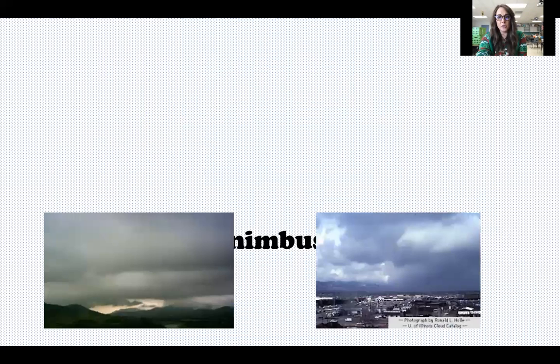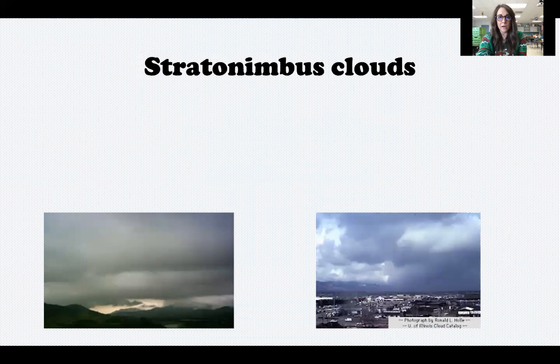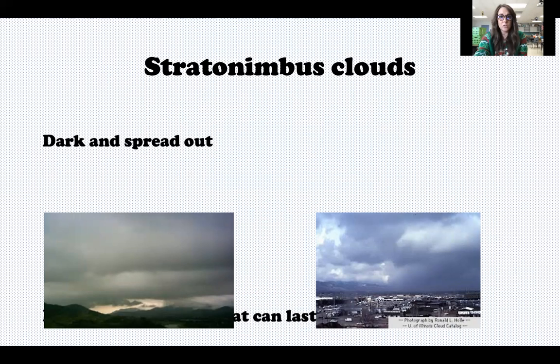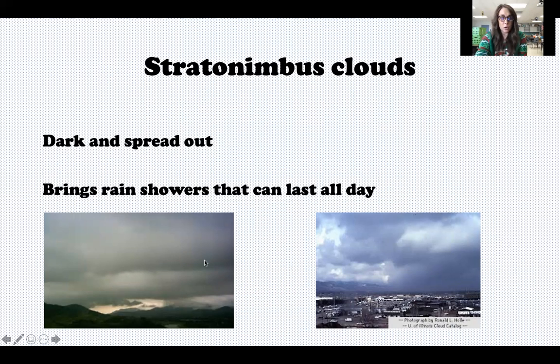And then we have stratonimbus clouds. So stratonimbus clouds are stratus clouds that have turned into storm clouds. So remember we said stratus clouds are kind of spread out like blankets and they can cover the whole sky. They can turn into storm clouds too. When you notice that a stratus cloud starts to get darker and darker, that's your clue that it's turning into a stratonimbus cloud. They're dark and spread out, and they can bring rain showers.